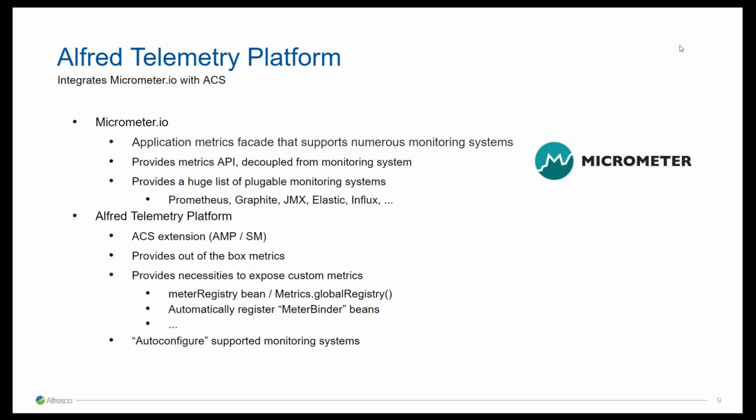Micrometer is an application metrics facade that supports numerous monitoring systems. Micrometer provides a metrics API which you can use to register and maintain specific meters, so a counter or a gauge or a timer, for example. And the metrics API is fully decoupled of the monitoring system used. What does this mean? If we change the monitoring system or we export the metrics to another monitoring system, we don't need to change the code in every place where we registered and maintain the meters or metrics.